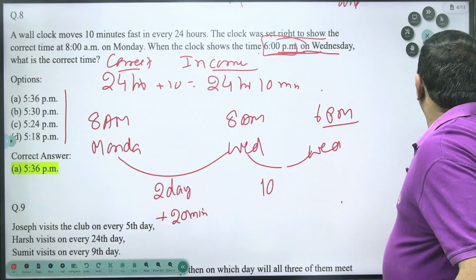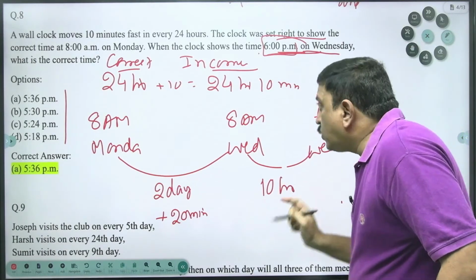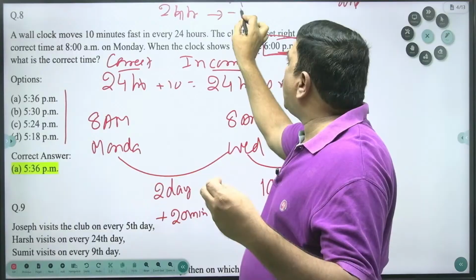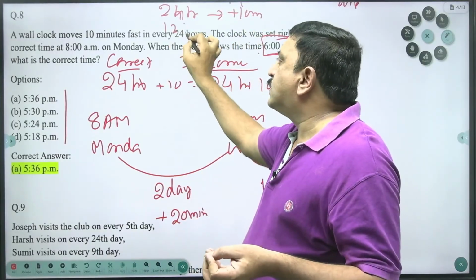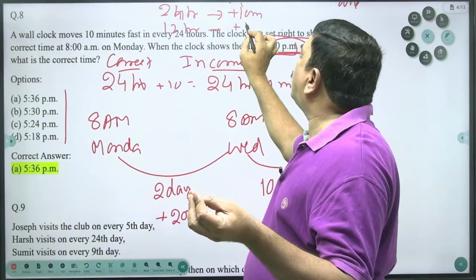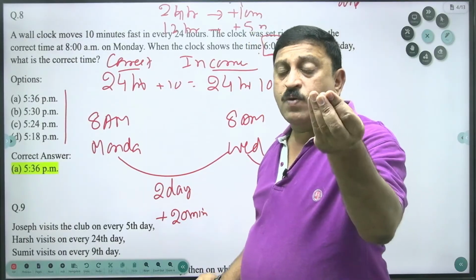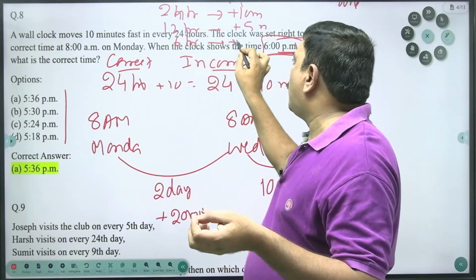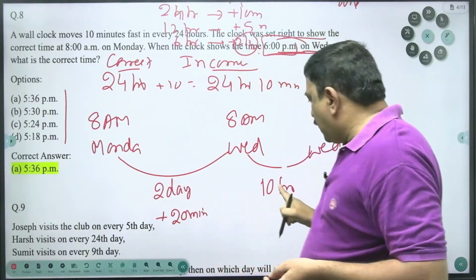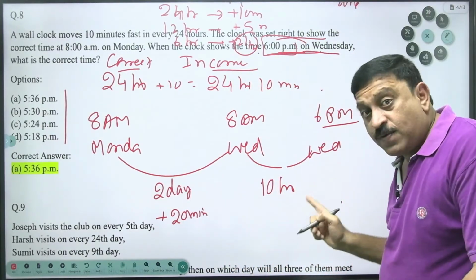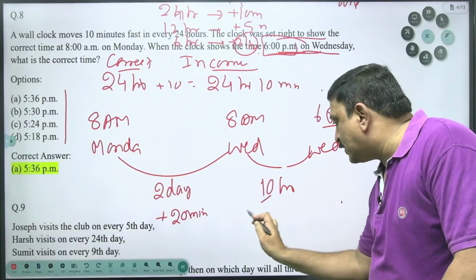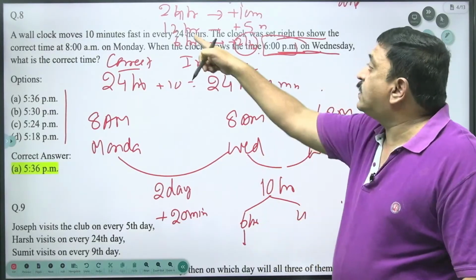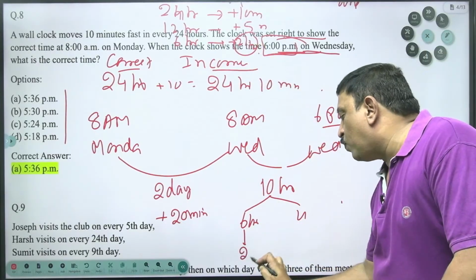Actually, for 24 hours it is gaining 10 minutes. In 12 hours, how much does it gain? Only 5 minutes. And in 6 hours, it gains just 2.5 minutes. Here it is 10 hours, but it's wrong running. I'll make this a 6 and a 4. For 6 hours, it is gaining 2.5 minutes.